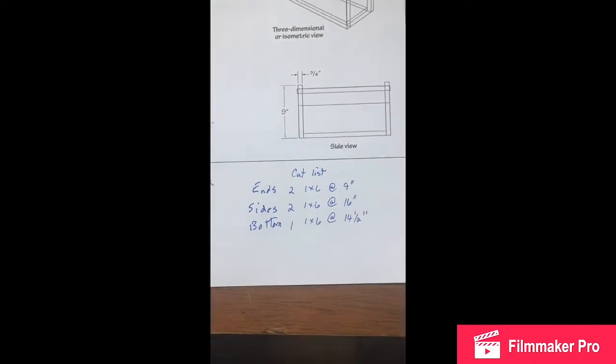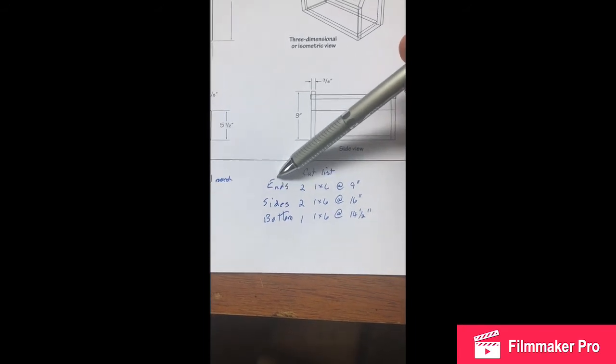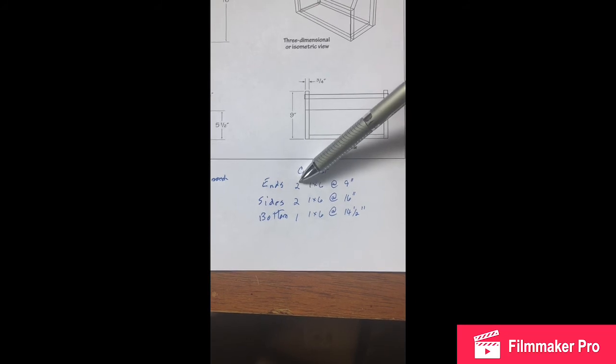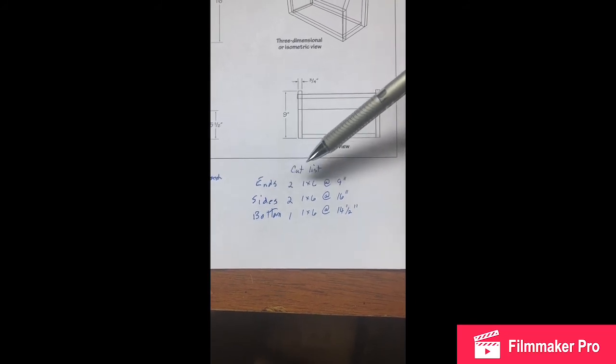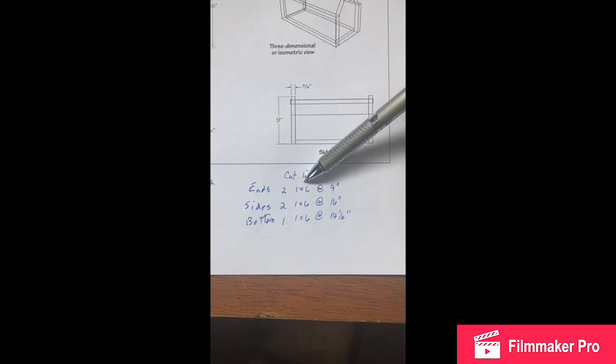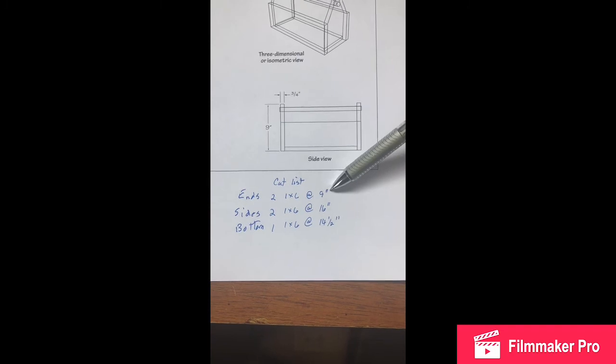So a good cut list will have 4 columns. Your first column will indicate what the piece is. The second column will indicate how many pieces. The third column will indicate the type of material, 1x6. And then the final column will show us what the size is.